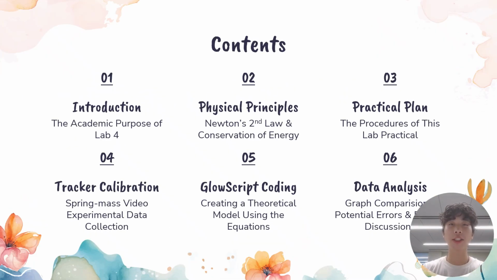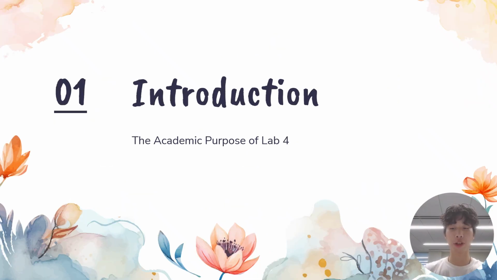So here's the contents of today. First of all, I will introduce the academic purpose of lab 4, and then we'll talk about some basic principles of physics, and then also talk about the practical plans, how I would conduct this practical of the lab. And then I will talk about my tracker calibration, which is a big part of this lab. Also the GlowScript coding, a big part also. And then finally, I will do some data analysis to compare the theoretical and experimental model, and also talk about some further questions. So first of all, it's the introduction.